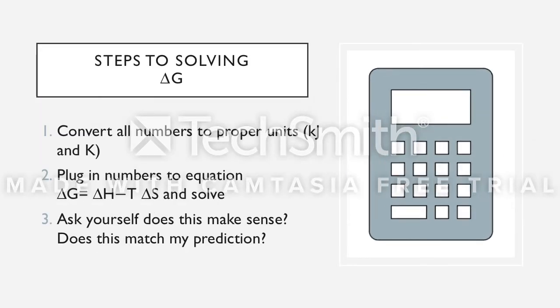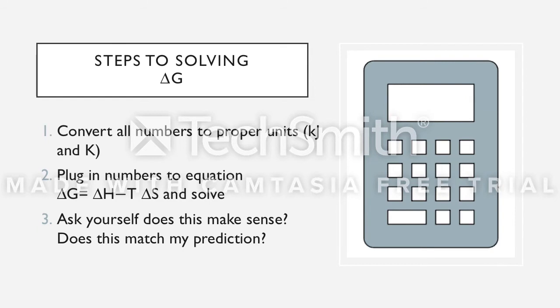Steps to solving delta G. The first step is to convert all numbers to proper units. The proper units are kilojoules and Kelvin. Step 2. Plug all numbers into the equation and solve. The equation is delta G equals delta H minus T delta S. Step 3. Ask yourself, does this make sense? Does this match my prediction?